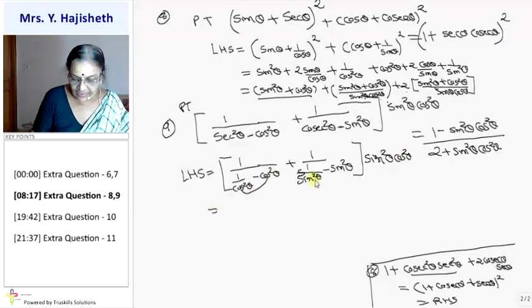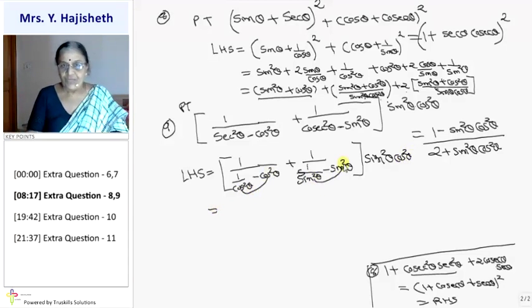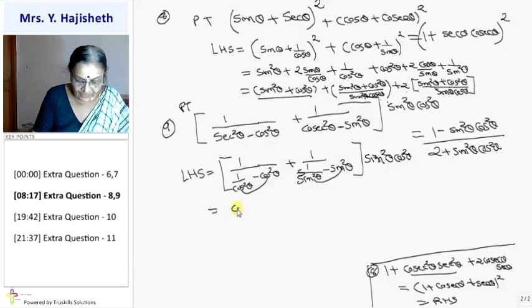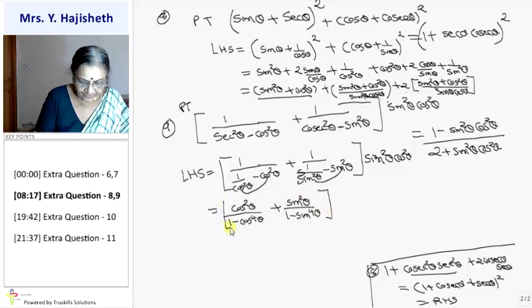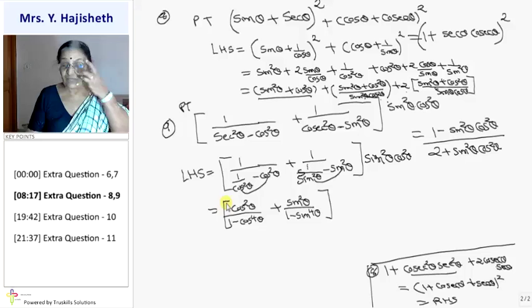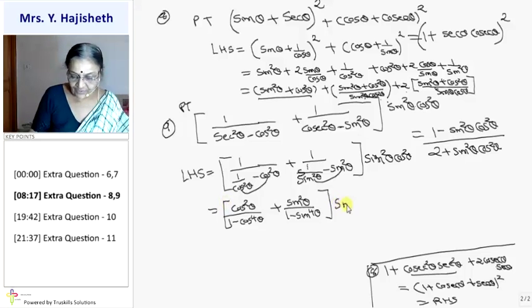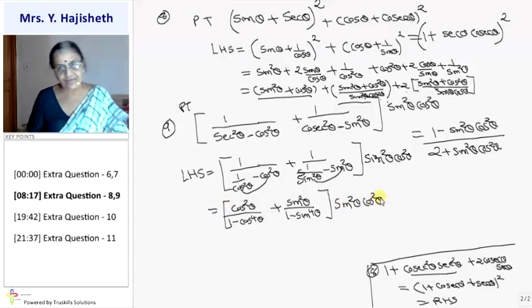After cross multiplication of these two, cos square will come up. It is cos square upon 1 minus cos raised to 4, clear? Here it is sine square upon 1 minus sine raised to 4, clear? Bracket complete. Second step, outside sine square into cos square. Are you clear with second step?